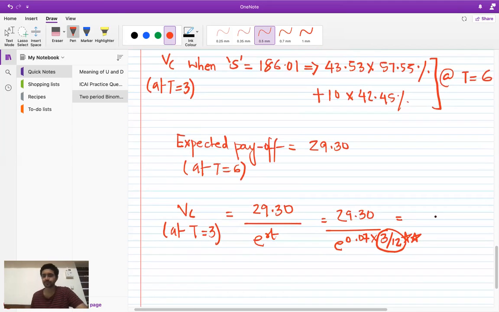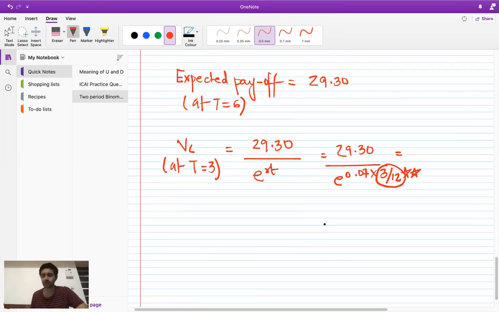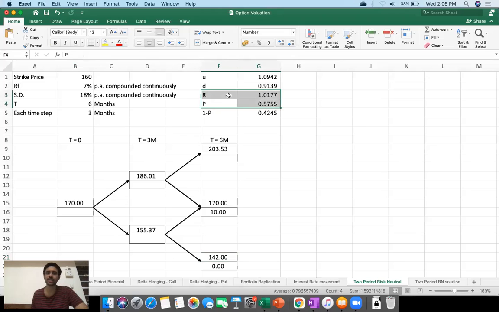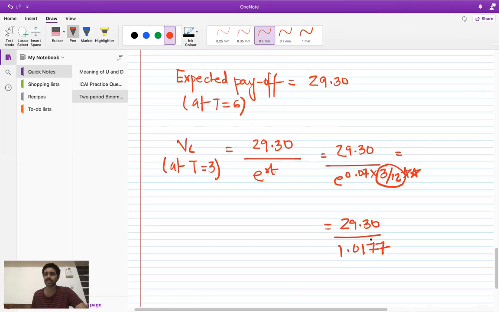1.0177. That is equal to 29.30 divided by 1.0177. Okay, this is nothing but what we actually calculated earlier also as R over here. It's the same value. So 29.3 divided by 1.0177 is 28.79.